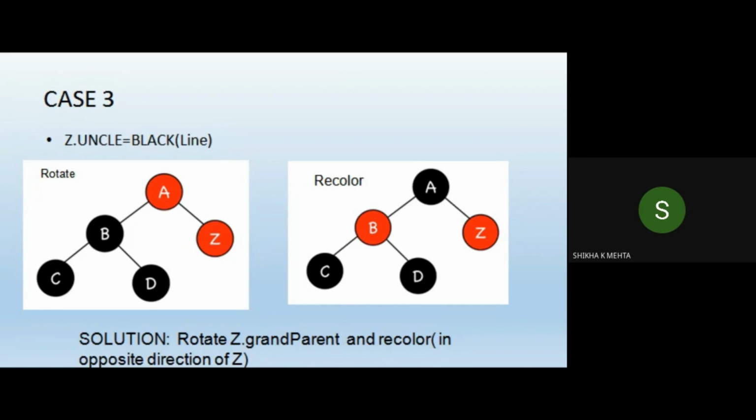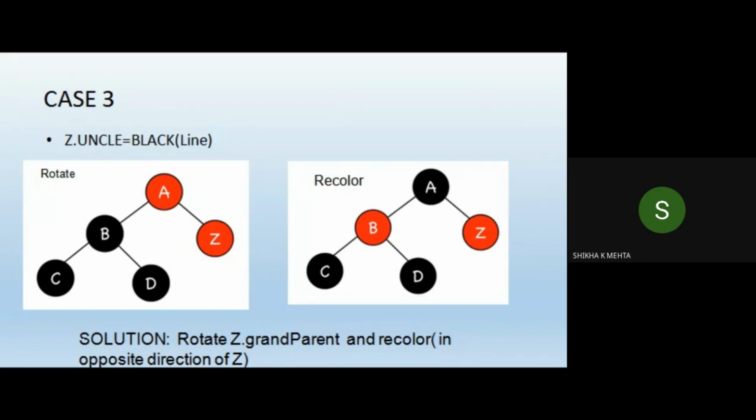Now we have done the rotation, now we have to recolor it. Recolor which nodes? Recolor B and Z. Sorry, Z is already red. So we recolor B, which becomes red, and then we recolor the parent node, which was red. Now it becomes a black node. So after applying the rotation on the grandparent and then recoloring it, we are able to fix the violations of the red black tree. Now you can see that the final tree we are getting here is a red black tree. It may be a subtree, but this subtree is a red black tree now.